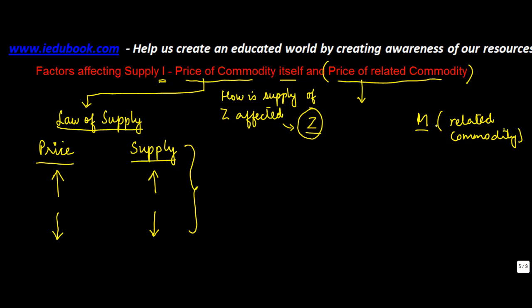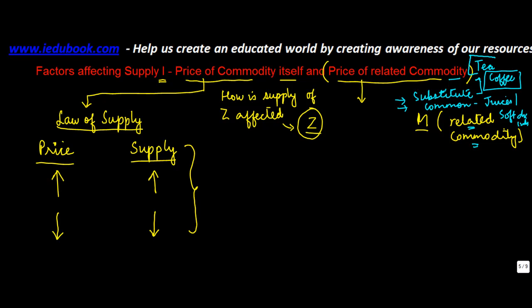Now, a related commodity is basically something which is a substitute or common with one of the goods. So let's say in case of substitutes, we say tea and coffee, or we can say, let's say, juices and soft drinks, right? So how does the supply of tea get affected when there is any change in coffee? So let's take the example of a substitute commodity.